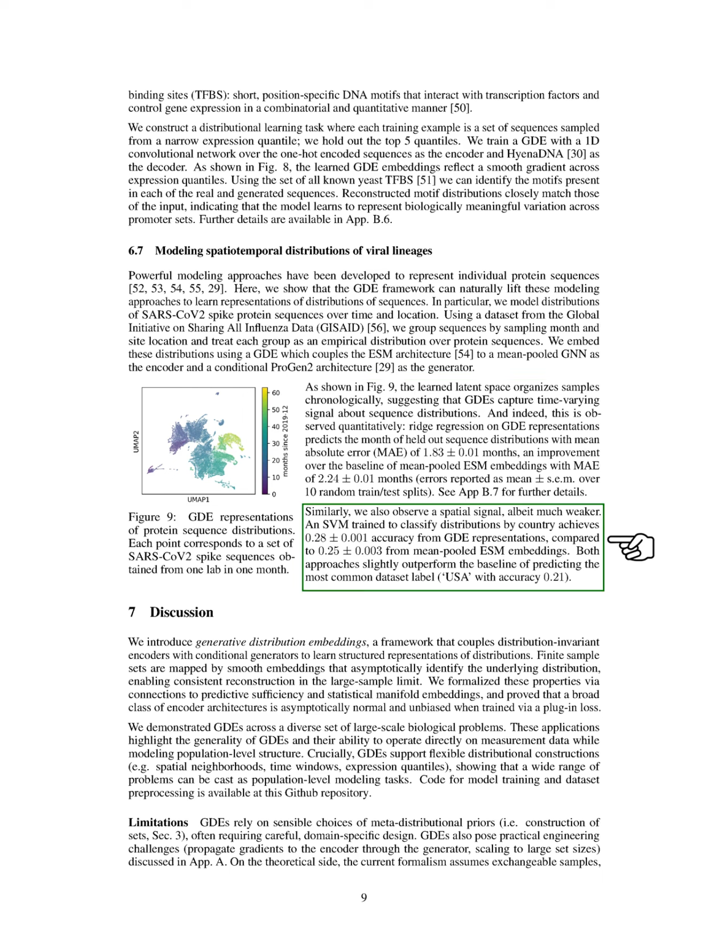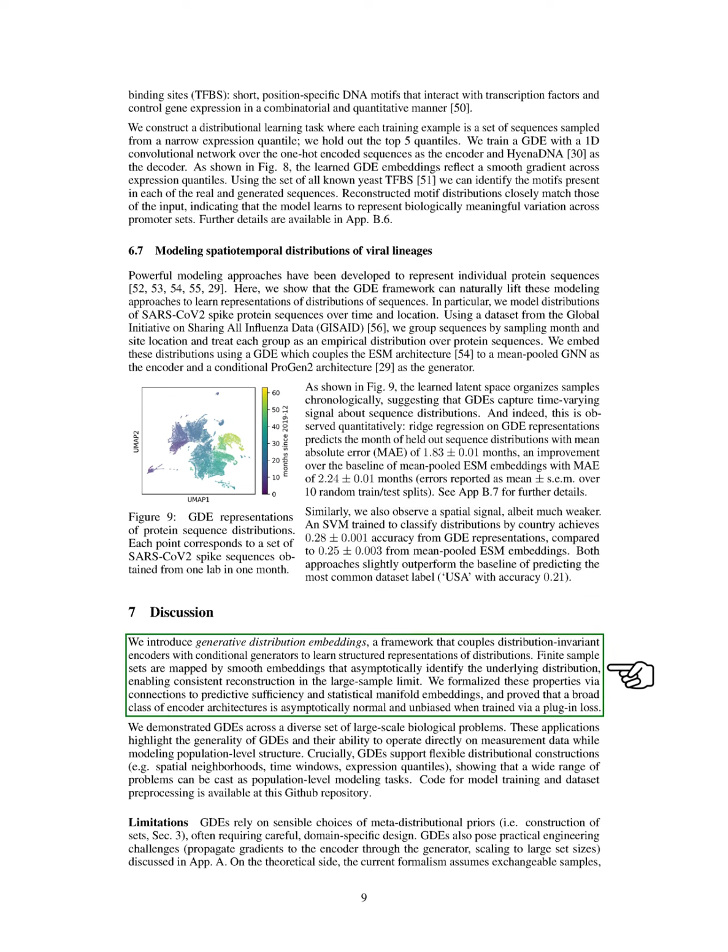We also observe a weaker spatial signal, where a support vector machine, SVM, trained to classify distributions by country achieves an accuracy of about 0.28 from GDE representations, compared to 0.25 from mean pooled ESM embeddings. Both methods slightly outperform the baseline accuracy of 0.21, which predicts the most common label, USA.